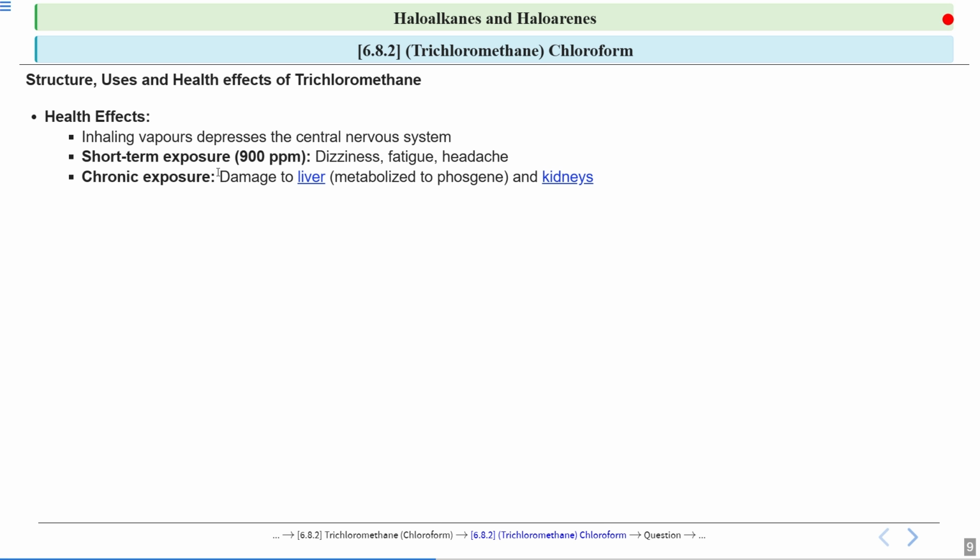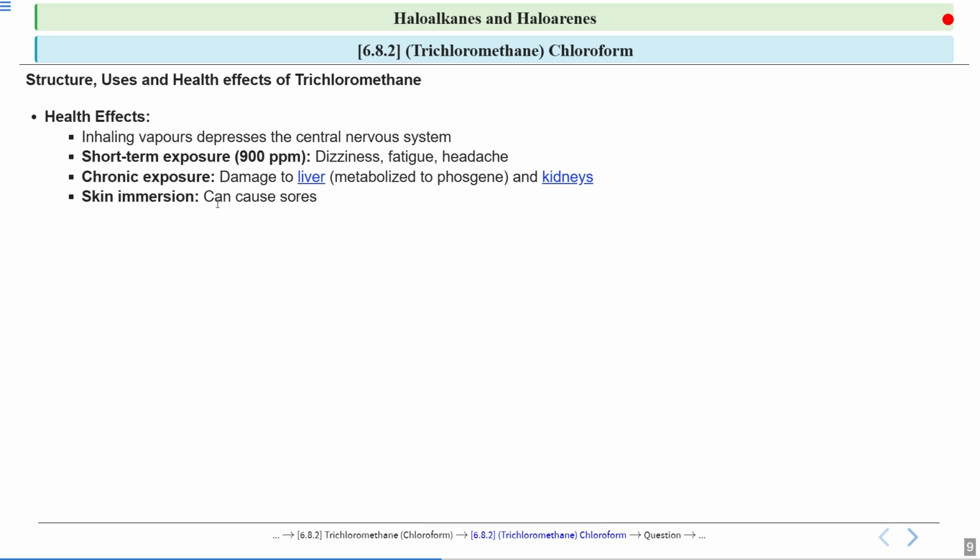If you take a large amount of chloroform, then it can cause damage to your liver, and it will be metabolized to phosgene, which is a very poisonous, very dangerous gas, and it can also damage your kidneys.